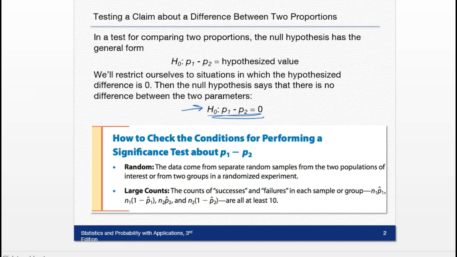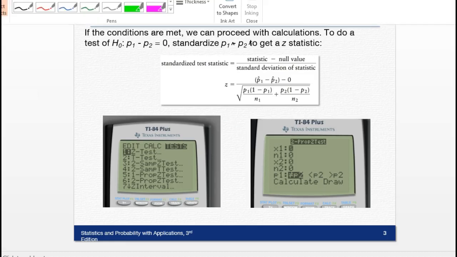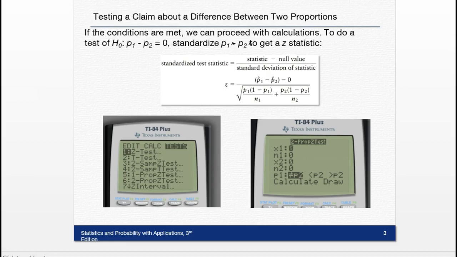Both samples have to be random. Both samples have to pass the large counts test. And if you remember, I'm not going to get hung up on the formula, but you do need to know how to use the calculator, finding the test statistic with test number 6 right here, and identifying x1, n1, x2, n2, the correct inequality. All of that will get you the z-score and the p-value to be able to make a conclusion. So really, this video is just another example all the way through the state, plan, do, and conclude process. So here we go.